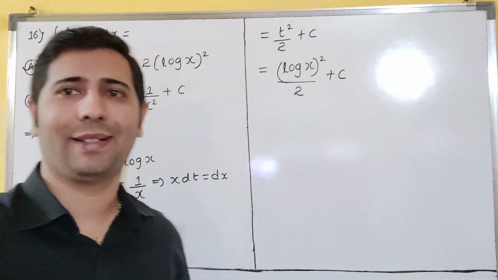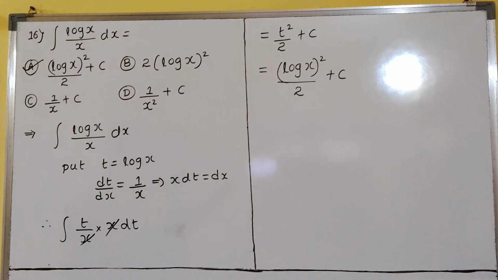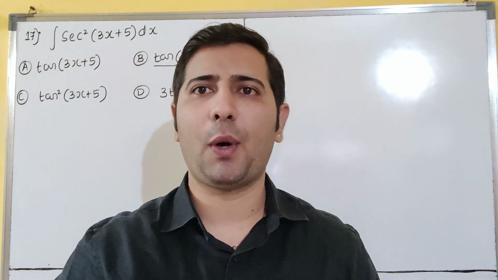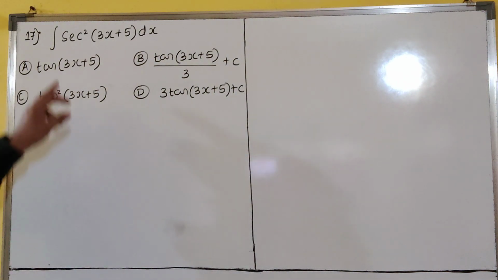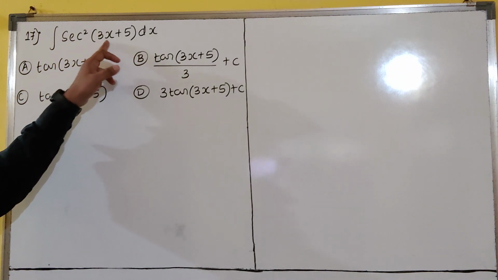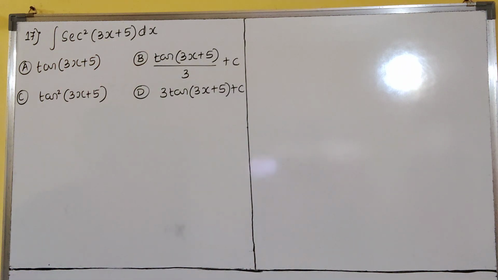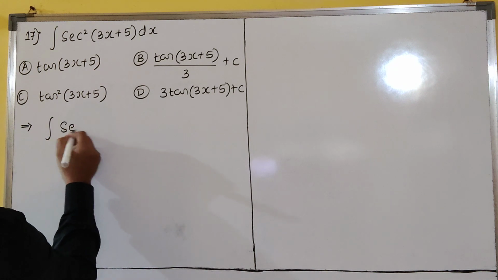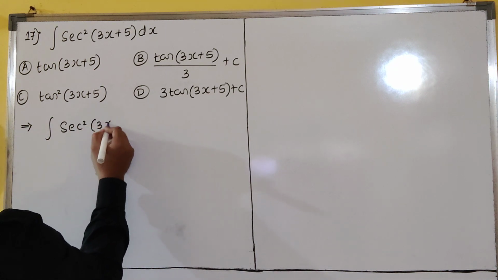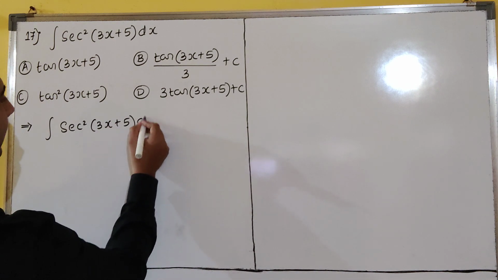Please copy this one. I hope all of you have copied. We'll see the next question, dear students. Question number 17. Integration of sec square of 3x plus 5 dx is what? Four options are given. Sec square of 3x plus 5 into dx.